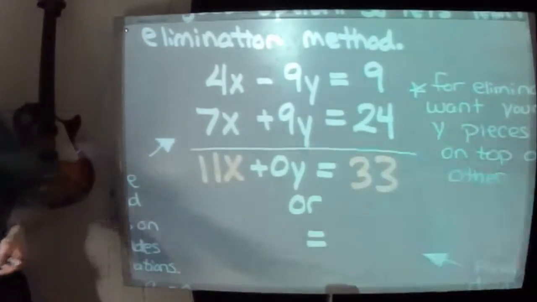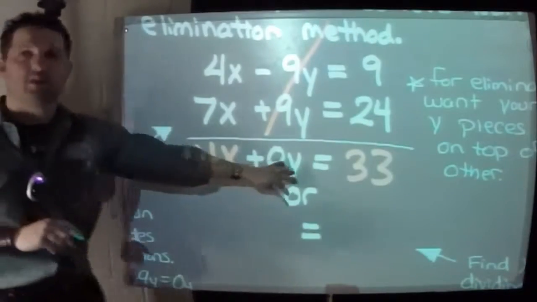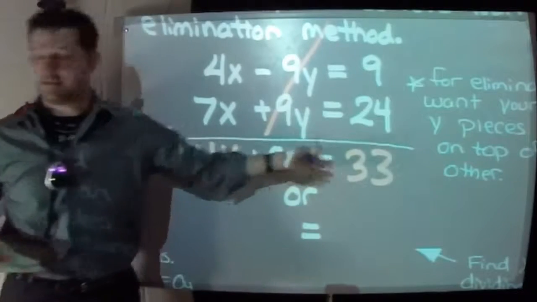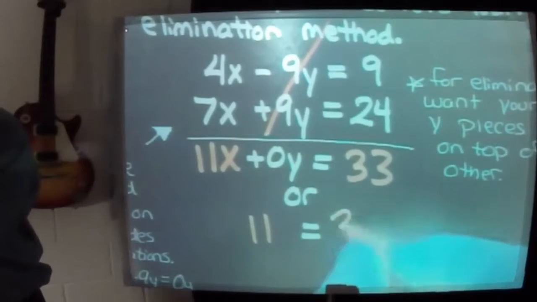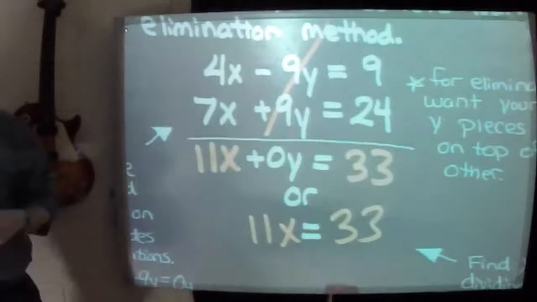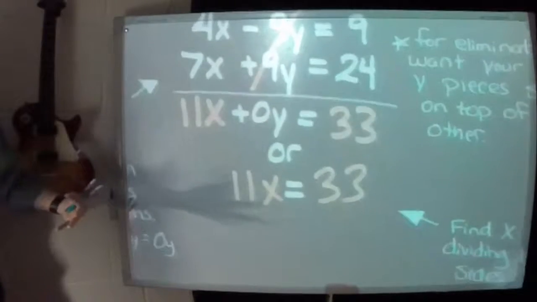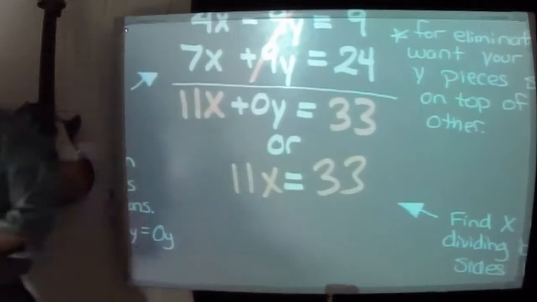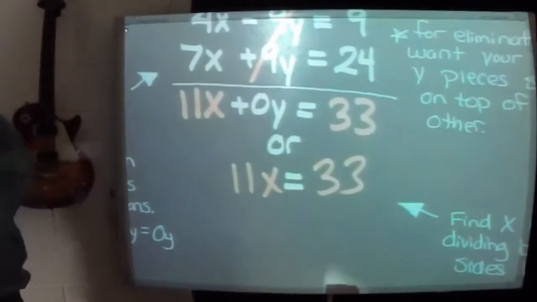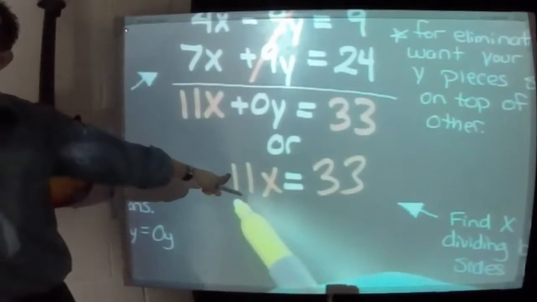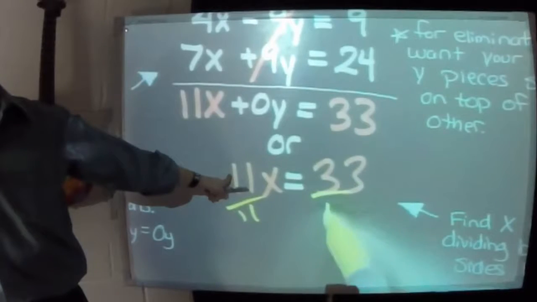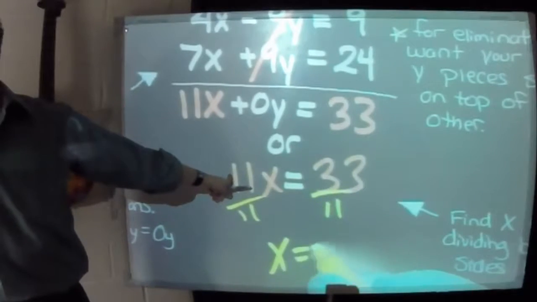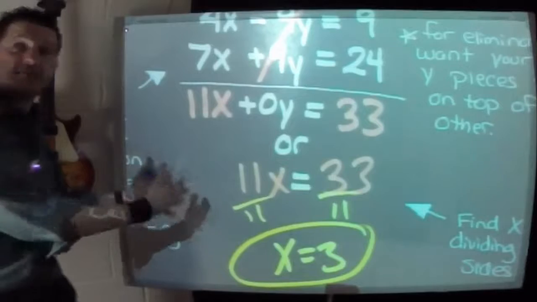Now when we do elimination, usually we'll just cross that out. We won't even put 0Y. We'll just go 11X equals 33. Now all you have to do is solve this little simple equation, and you'll find out what the X part of your answer is. So divide that coefficient off the X. 3. X is 3. That is the X part of your answer.